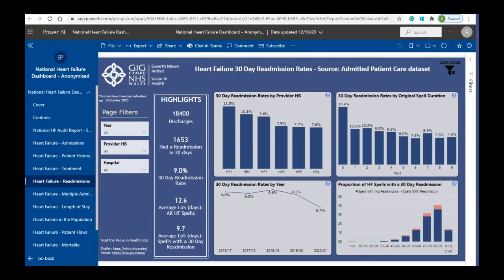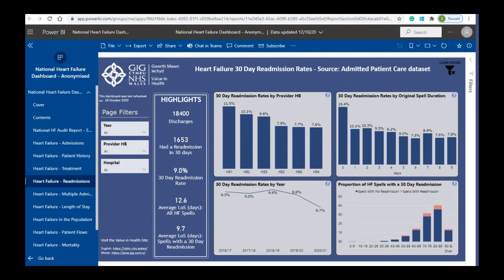So this is 30-day readmissions following heart failure admission. Again, we can see the variation across the health boards between 7 and 11%, with an average of about 9% in Wales over the last 5 years. Readmissions are more likely in an older age group. We can see from the bottom right visual. They've remained stable at around 9% for the last few years, with a drop now in this recent data in 2020.